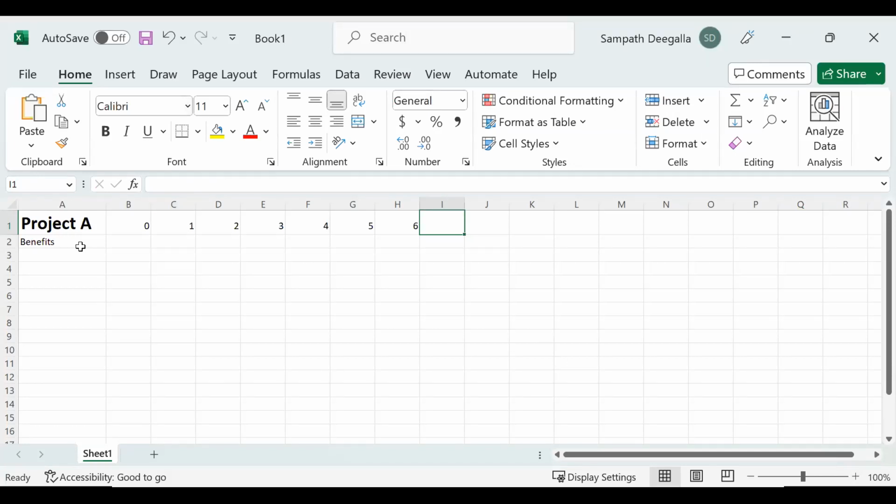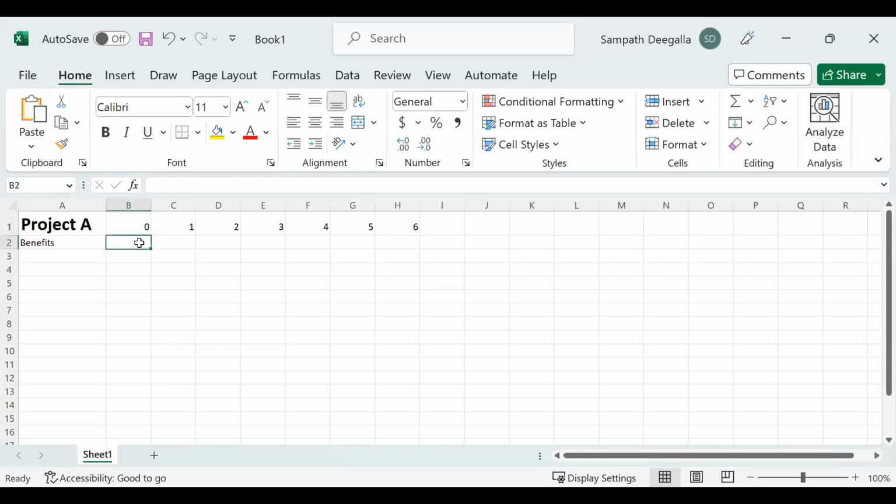Right. So benefits we have to put up. So what will happen after initially? So in project A, we didn't have any. So the benefits are, okay, sorry, 3,000. So we have 3,000, right? Likewise, let's put up other values as well.